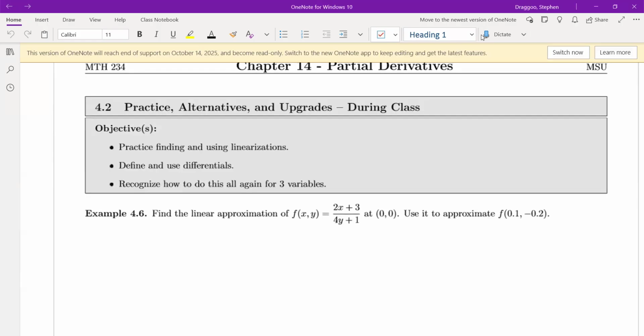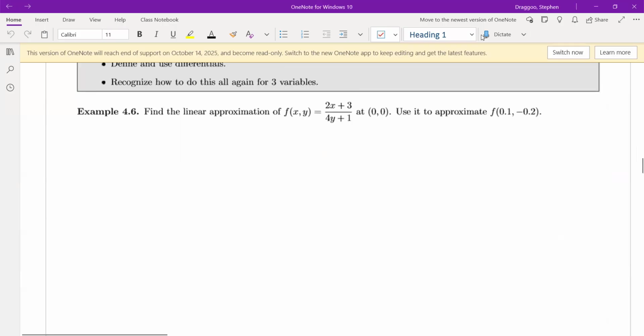We want to find the linear approximation of our function f at 0, 0, and we're going to use it to approximate f of 0.1, negative 0.2. That's our goal. So if we're trying to come up with a linear approximation, again, that means we're just going to find the equation of a tangent plane.